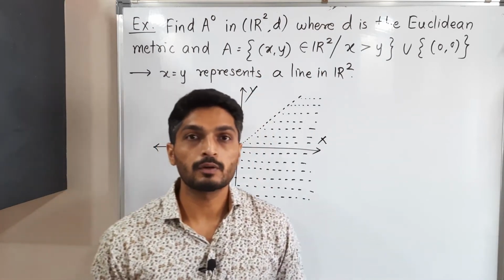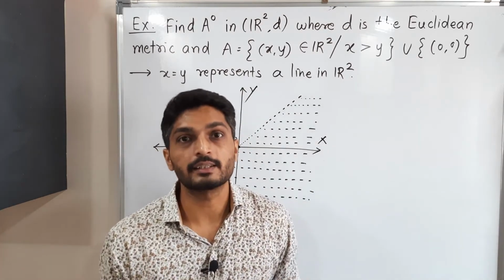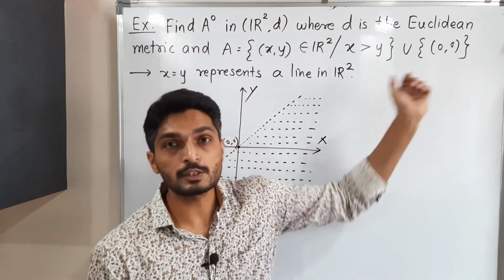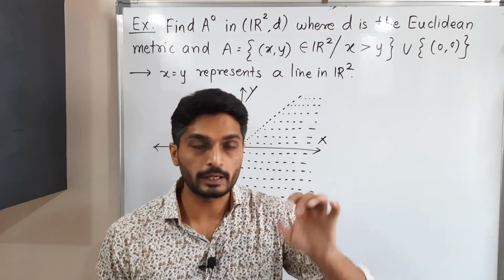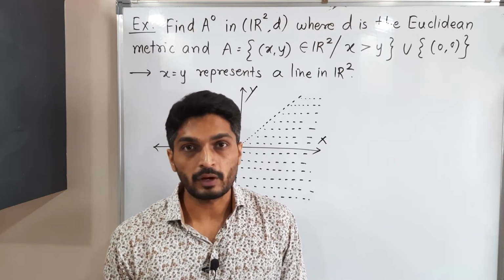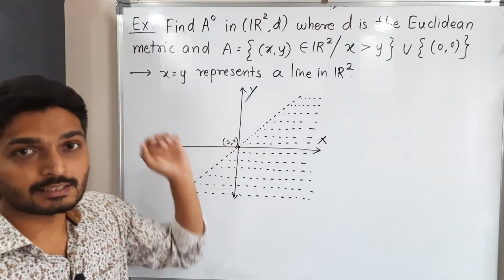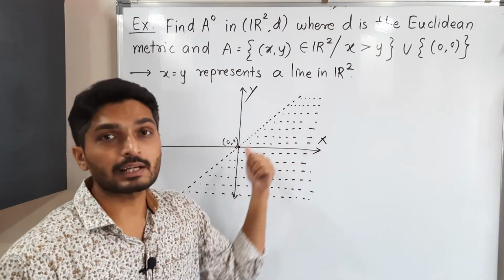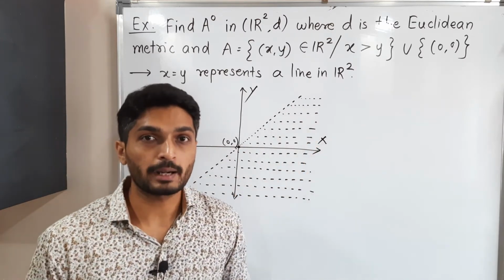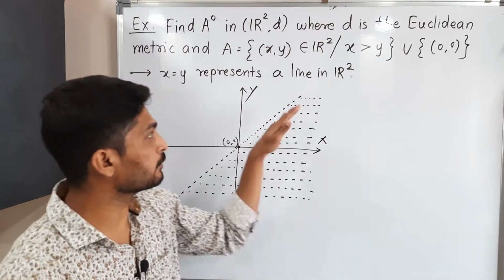It is a collection of points of R2 which satisfy this condition, x is greater than y, together with this point 0 0, that means the origin. Getting? See, the inequality is there, x is greater than y. I will consider equality and let us see what we get. If I consider x is equal to y, it represents a straight line which passes through the origin and makes an angle of 45 degrees with the positive x-axis. So this line we have.